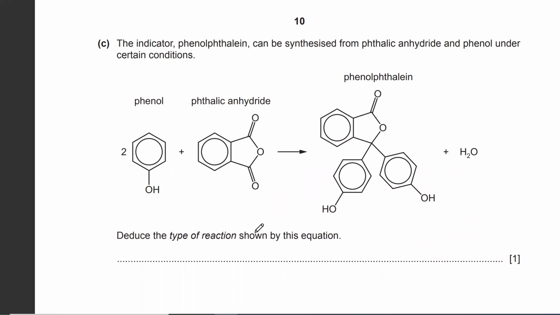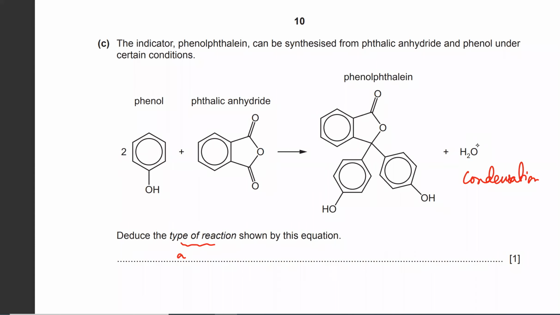This is 1 mark. The next one is deduce the type of reaction shown by this equation. So what's going on over here? You've got a phenol. And what exactly is the phenol doing? Now the question is about the type of reaction. So the first thing is, what is the type of reaction when 2 molecules join up and 1 small molecule is produced? What is the type when there's a water molecule getting produced? Condensation. So it's a condensation reaction.